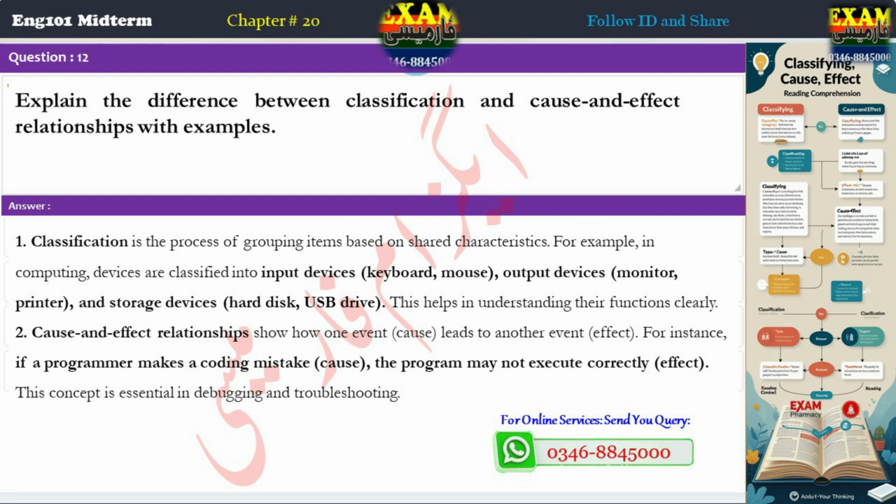Cause and effect relationships show how one event, cause, leads to another event, effect. For instance, if a programmer makes a coding mistake, cause, the program may not execute correctly, effect. This concept is essential in debugging and troubleshooting. Both classification and cause and effect relationships help in organizing and analyzing information effectively.